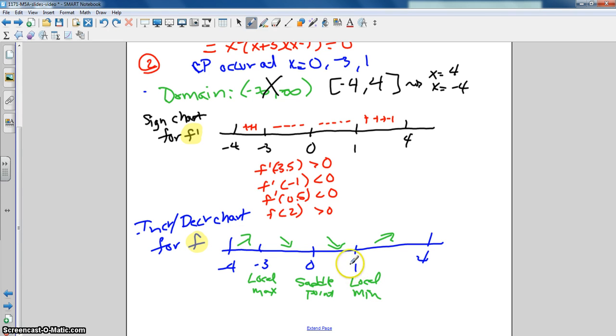Now we also have to be sure to classify the endpoints as well, because we're on a closed interval. Looking at this, if I increase all the way up into 4, that's saying it's going something like this, and then at 4 it stops. This is actually going to result in this being a local max. And then similarly down here, if you start at -4 and it's increasing from -4, that means that this is a local min.